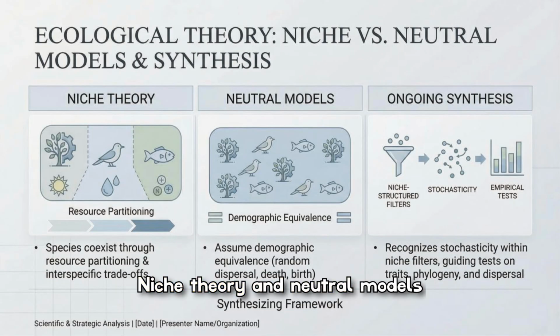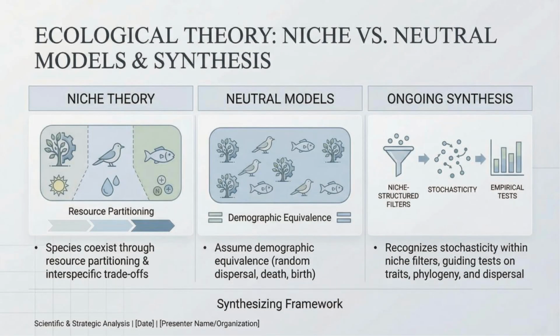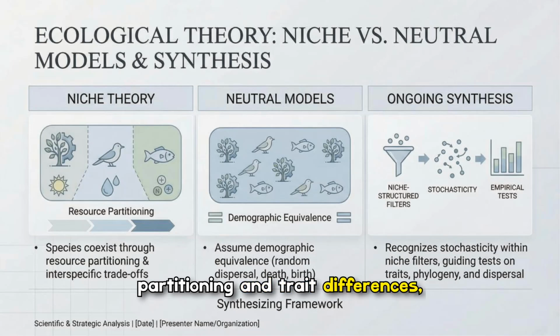Niche theory and neutral models offer different lenses. Niche theory emphasizes resource partitioning and trait differences, while neutral models highlight demographic equivalence and stochasticity, and contemporary synthesis recognizes that stochastic processes operate within niche-structured filters, so empirical tests should integrate traits, phylogeny, and dispersal to explain coexistence.